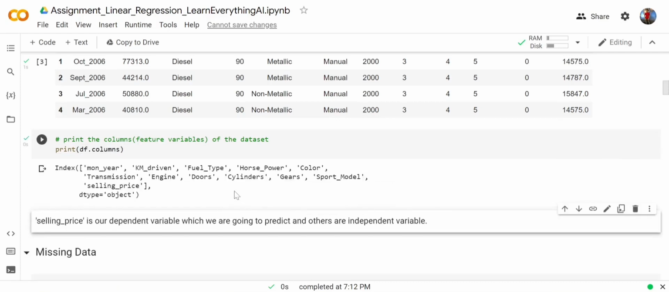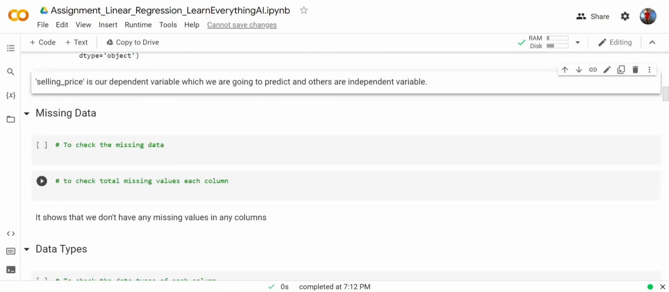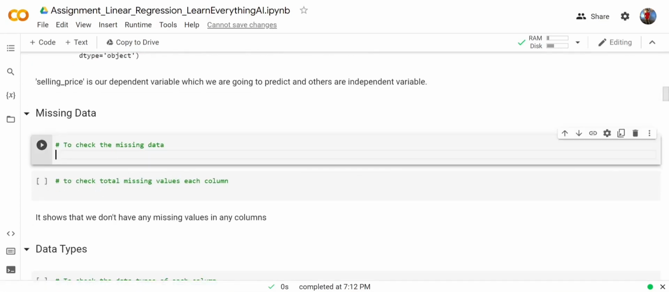Yeah, so we now have the type of our columns and the number of columns that are actually there. Selling price is the dependent variable which we are going to predict, and the others are the independent variables which we are going to use in order to predict it. So now we have to perform the data cleaning process. Let us first look for missing data.